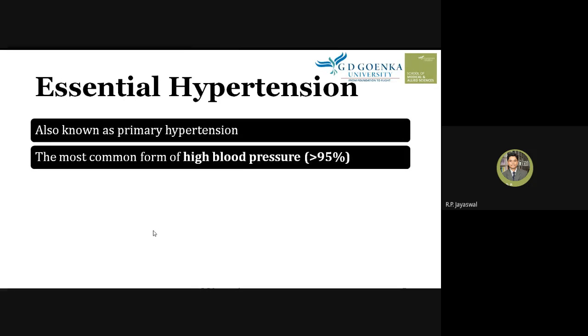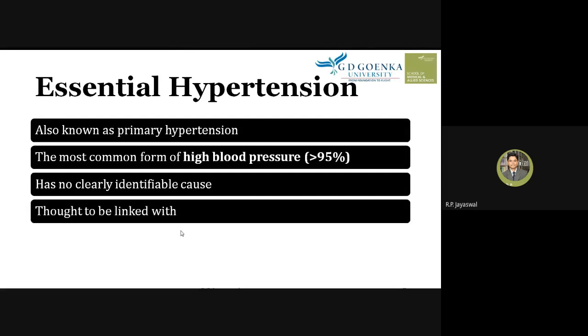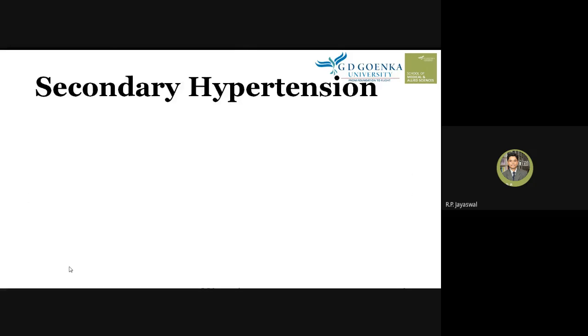Approximately more than 90 to 95% of cases are essential hypertension, and it has no clearly identifiable cause. The cause is not identified, not defined, and is thought to be linked with genetics, maybe sometimes poor diet, lack of exercise and obesity, fetal factors, and environmental factors. So many things are related to essential hypertension.